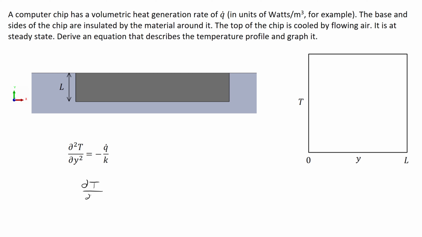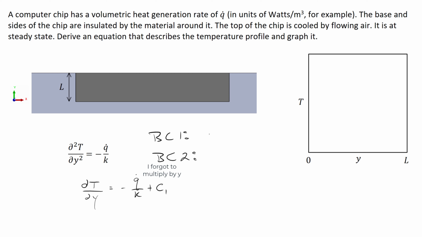We could integrate this once. We'll find that dT/dy is equal to negative Q dot over k y plus some constant of integration. We'll call that C1. And if we integrated this again, we would get a second constant of integration. Because we're dealing with a second order differential equation for temperature, we need two boundary conditions. So I'll write these as BC1 and boundary condition 2. And remember, when we specify a boundary condition, what we're actually doing is specifying a condition that is valid at a particular value of y. So we need to think about what's going on at, in this case, y equals 0 and at y equals L, the top of the chip.